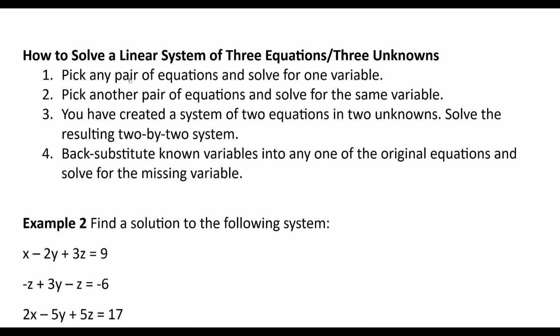Okay, how to solve a linear system of three equations, three unknowns. Pick any pair of equations and solve for one variable. Pick another pair of equations and solve for the same variable. You now have a system of two equations, two unknowns. Solve the resulting 2x2 system, as we did in the last section. Then back substitute the variables into any one of the original equations and solve for the missing variable.